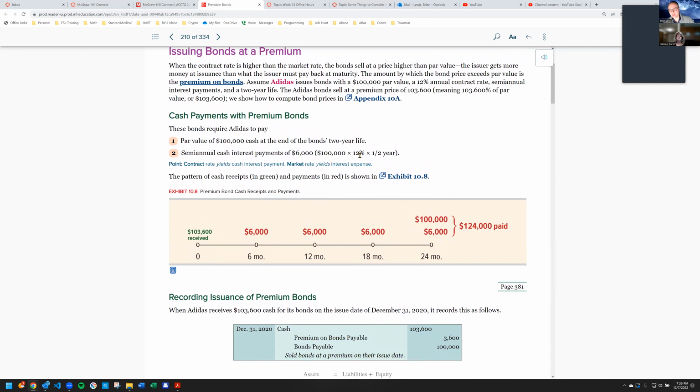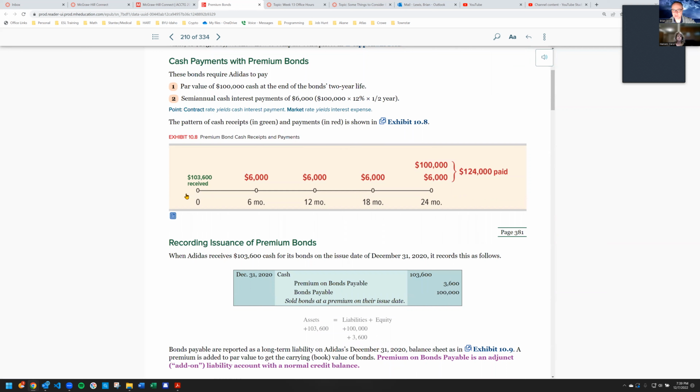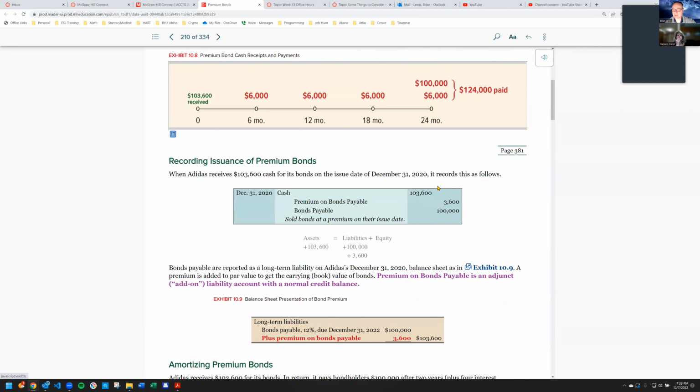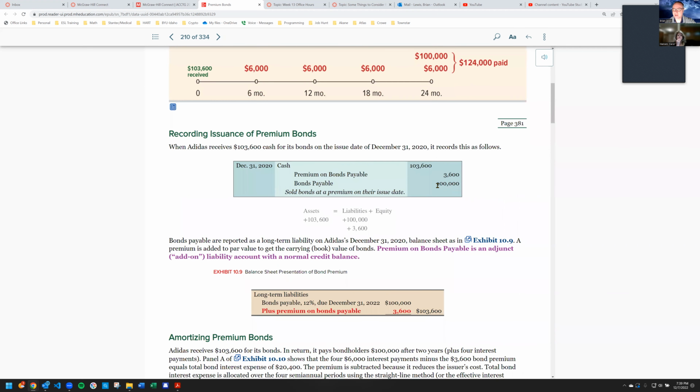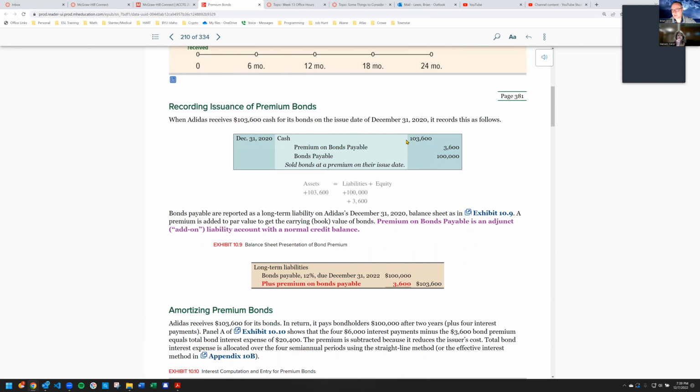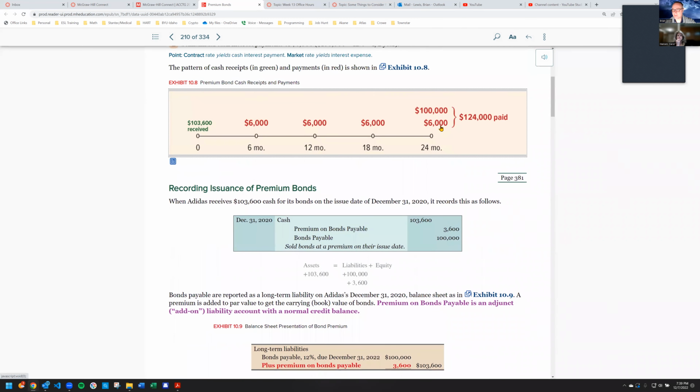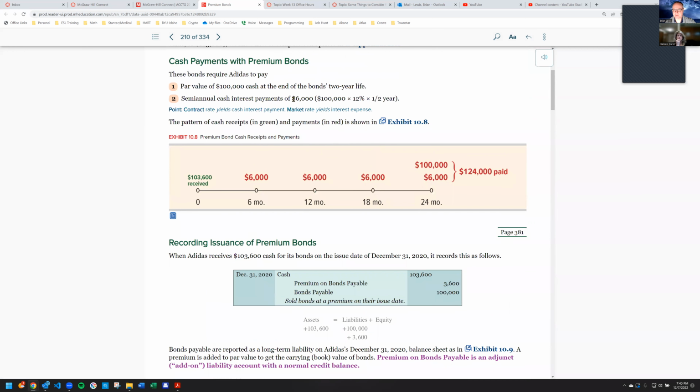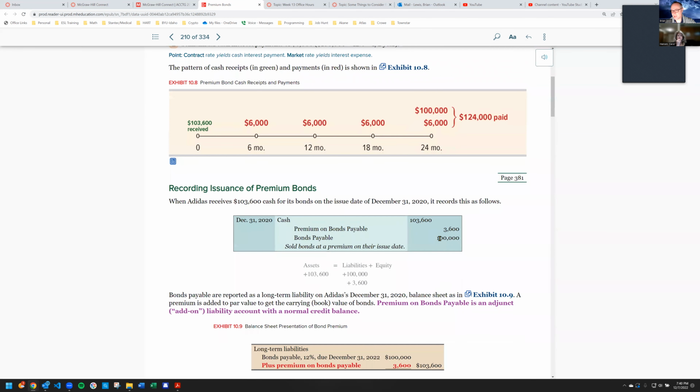So because it was at a premium, they received 103,600, but they're only going to pay back $100,000. And that's because the contract rate is greater than the market rate. So they're going to get more money effectively up front. This is the money you get in. The premium is the $3,600. Not really paid, but it's recognized. Well, $3,600 is the premium, and then this is the amount that has to be paid back, $100,000.